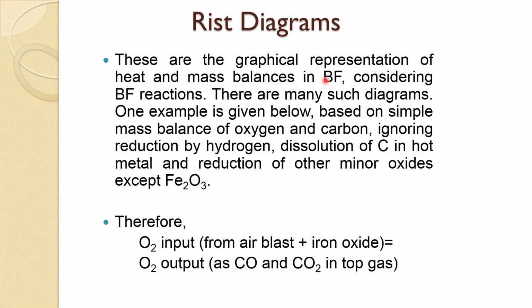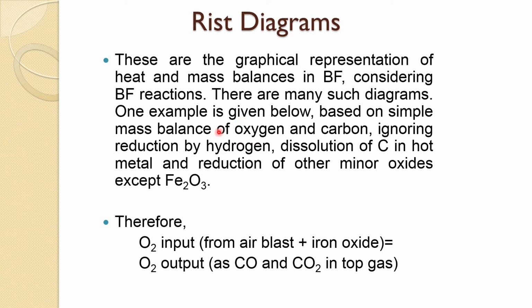The same is true for heat and mass balance in chemical engineering, and the same sort of principle has been applied here. So, it is a graphic representation of heat and mass balances in the blast furnace considering blast furnace reactions. And there are many such diagrams. One simple example is given below, based on the mass balance of oxygen and carbon, ignoring reduction by hydrogen, dissolution of carbon in hot metal, and reduction of other minor oxides except hematite. You can include these, make it more complex, include other reactions and similarly heat balance, and then make the diagram more realistic.